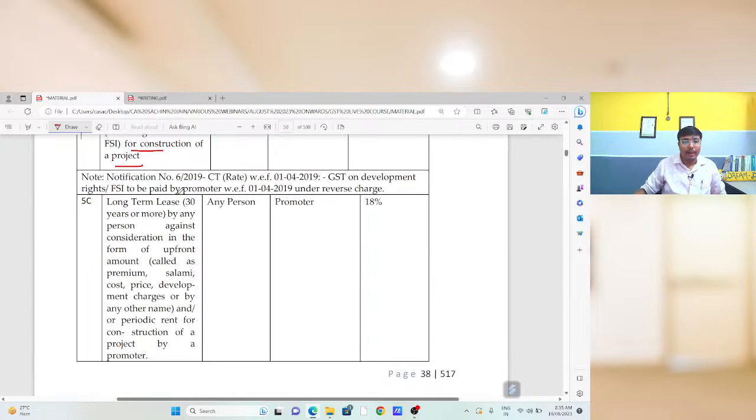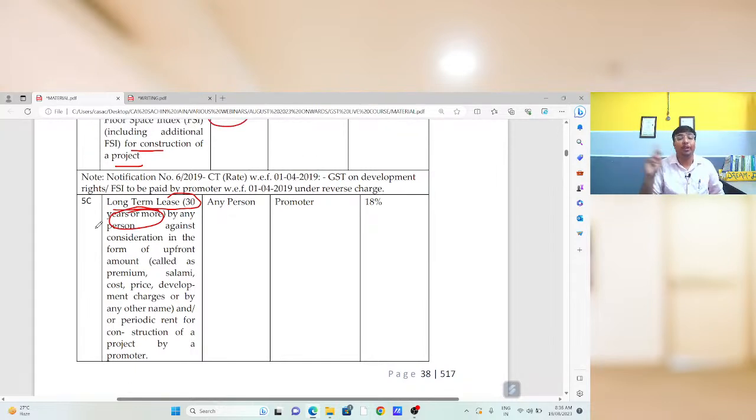Now, long term lease, that is 30 years or more. If someone provides any building or any land on lease to a promoter, in that case the promoter is liable to make the payment of taxes at the rate of 18%. The recipient is not going to make the payment of taxes. Two specific situations are there. To construct a project, if someone transfers the development right to the promoter, RCM is applicable. If someone provides any land or building on lease to the promoter for long term, that is 30 years or more, in that case that recipient, that is the promoter, is liable to make the payment of taxes under reverse charge mechanism.